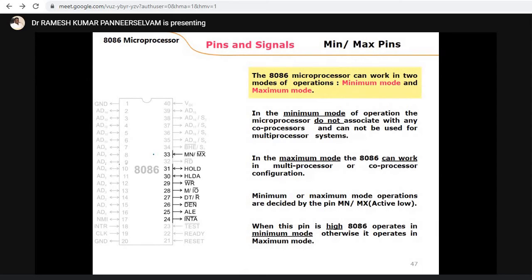When the logic is 1, it is going to be in minimum mode, so you are going to work in minimum mode. The minimum mode signals are: INTA, interrupt acknowledgement, an output signal; ALE, address latch enable; DEN, data enable; DT/R, data transmit or data receive; M/IO, memory or input output operation; WR, write operation; HLDA, hold acknowledgement; and HOLD, hold operation. So these are all the signals in minimum mode. We'll see them one by one.